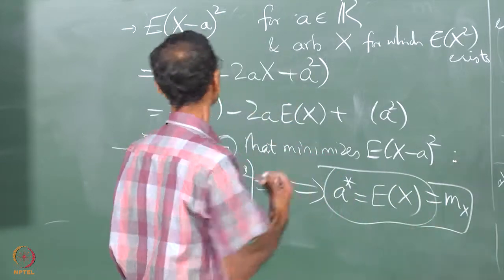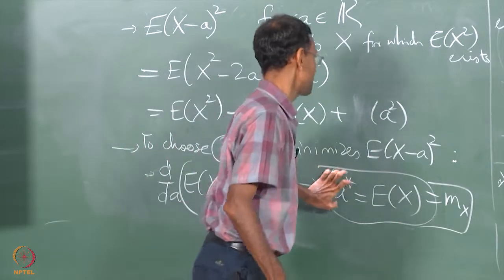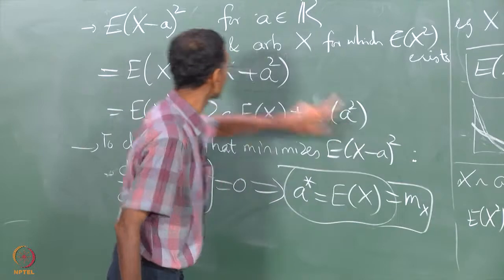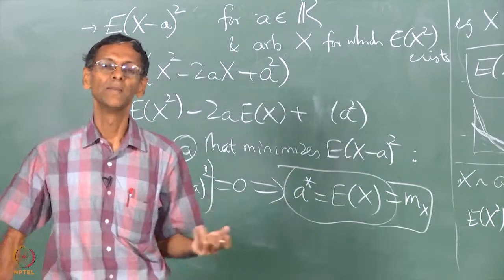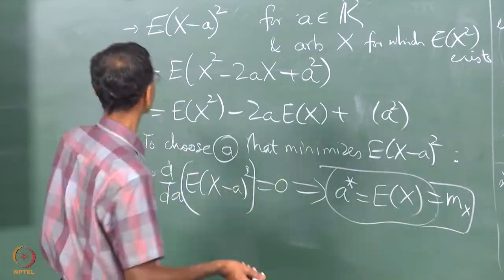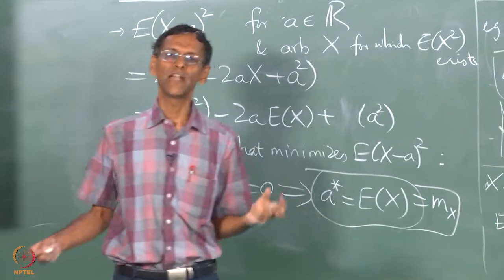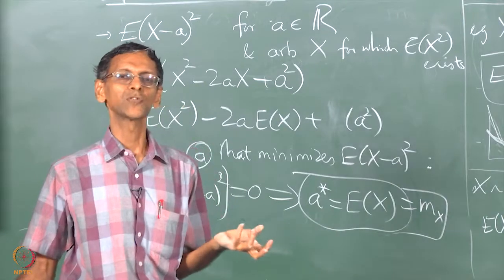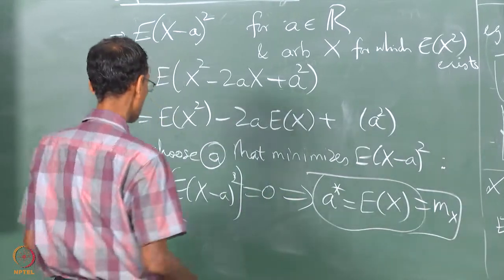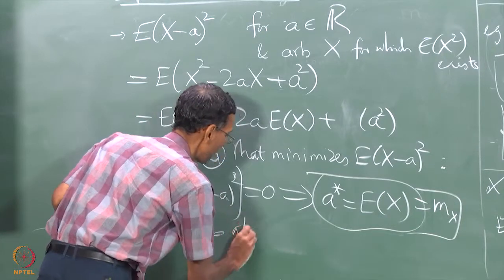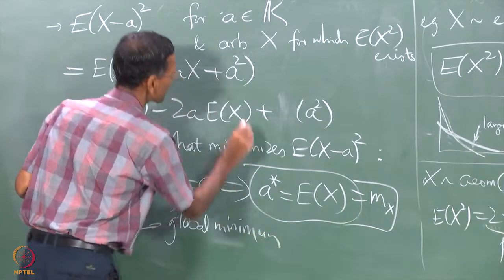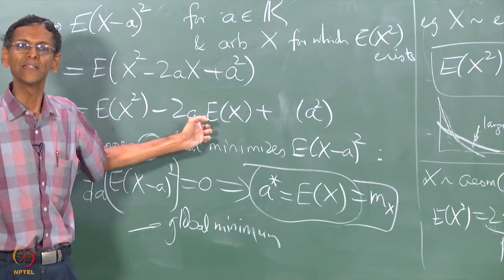Then what is that minimum value? This may be the minimizer, but if you substitute a star equal to m_X in here, what do you get? You get what is called the variance, the minimum of this. The minimum over a of E of (X minus a) whole squared is the variance, and it's unique. It's a global minimum, remember. Why is it a global minimum? Because what kind of a function is this with respect to a? It's a parabola.